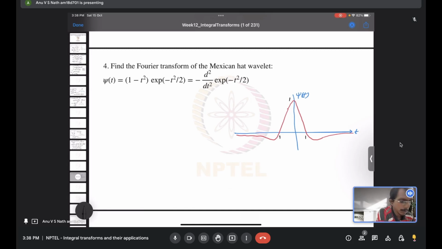So we need to evaluate its Fourier transform. So psi cap of omega, basically you can see it's minus the Fourier transform of d square by dt square of exponential of minus t square over 2. So using the properties, now you can write it as minus i omega the whole square times just the Fourier transform of exponential of minus t square over 2. The Fourier transform of the Gaussian exponential of minus t square over 2 will also be a Gaussian.